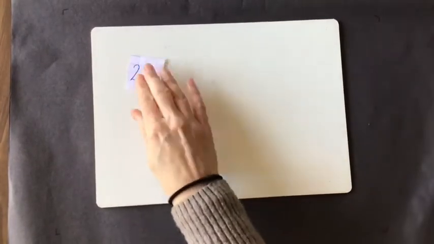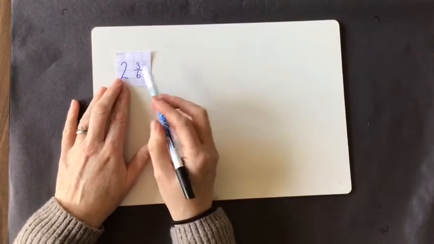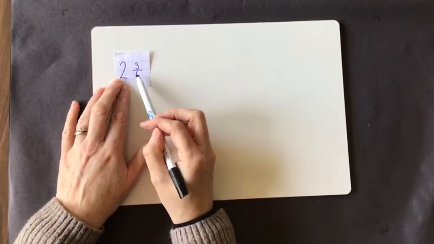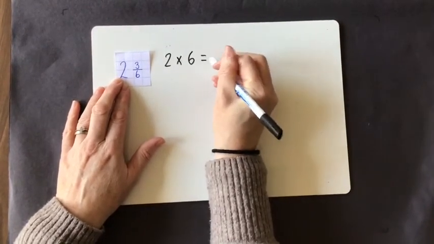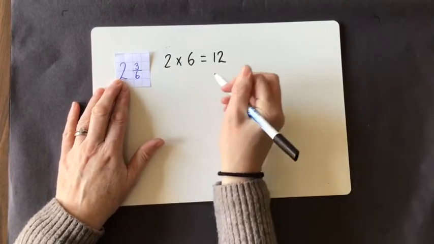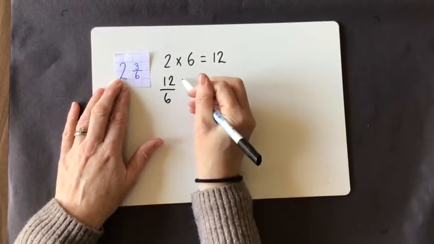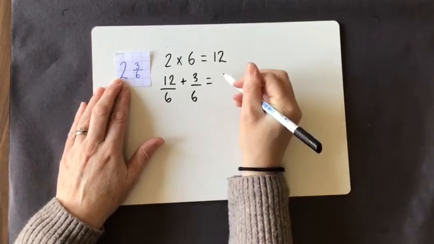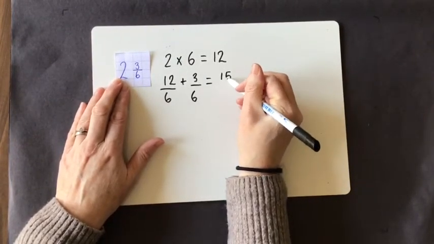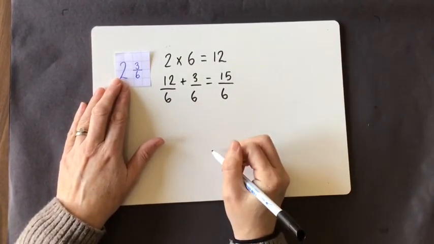Let's try another one out. So we've got 2 3/6 this time. So remember, we need to do the whole number by the denominator first and multiply them. So 2 times 6 would be 12. That then gives us 12/6. And then we need to add the 3/6 to it, which would equal 15/6. So our answer is 15/6.